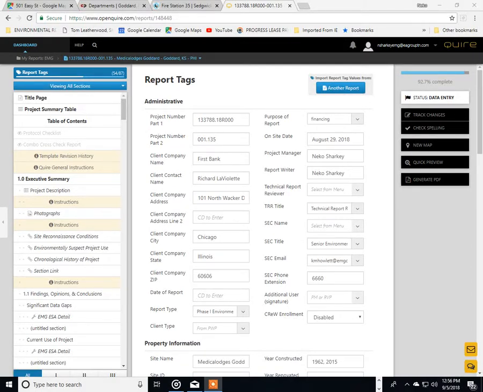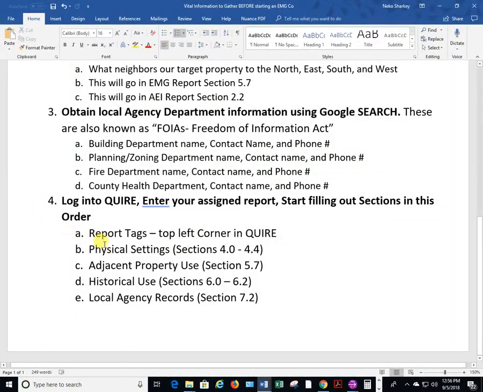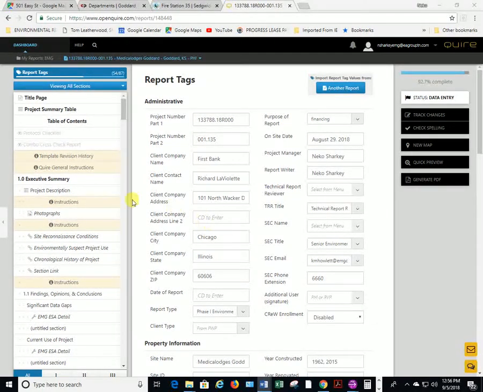Hello, we are back and we are now working on step 4B, which is the physical settings report. And again, the assignment client we're focusing on here is EMG. Okay, and so we're going to jump right into it. Don't want to prolong the time.